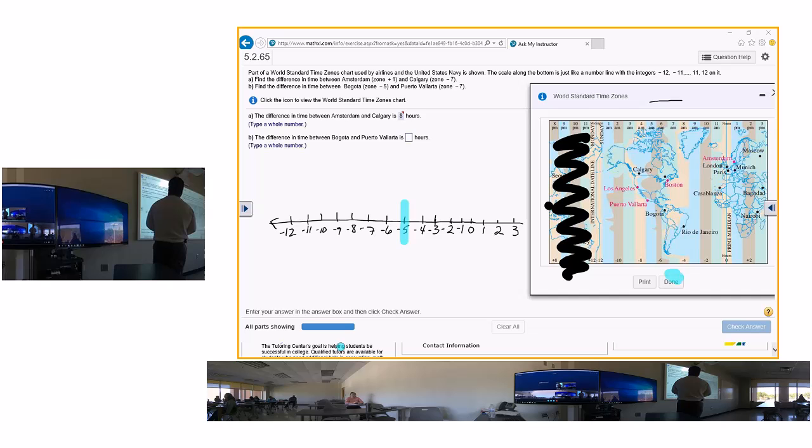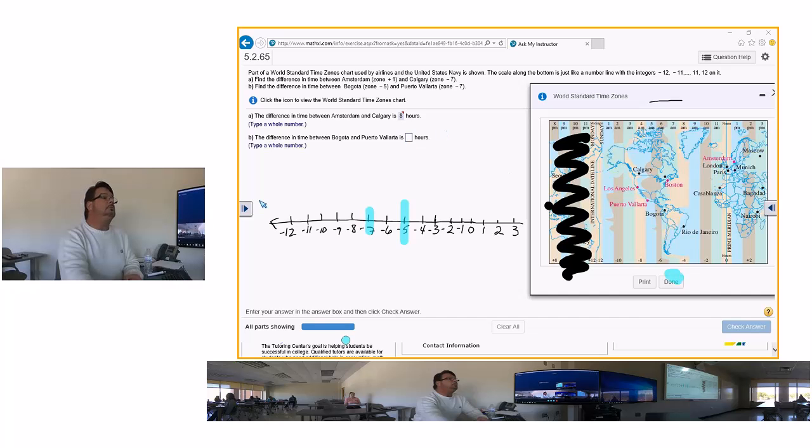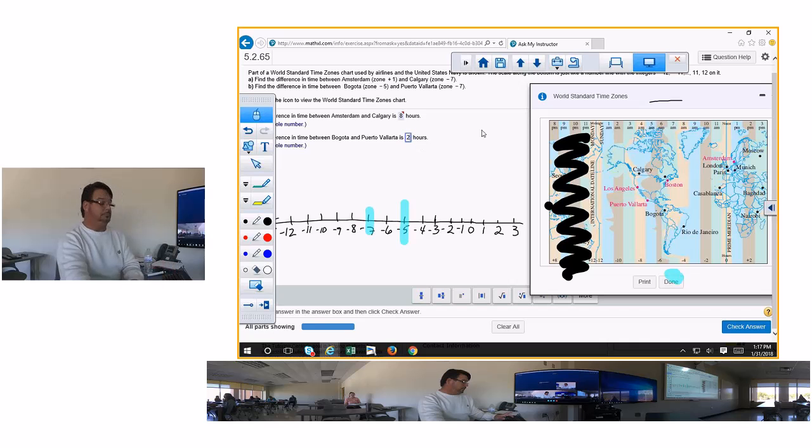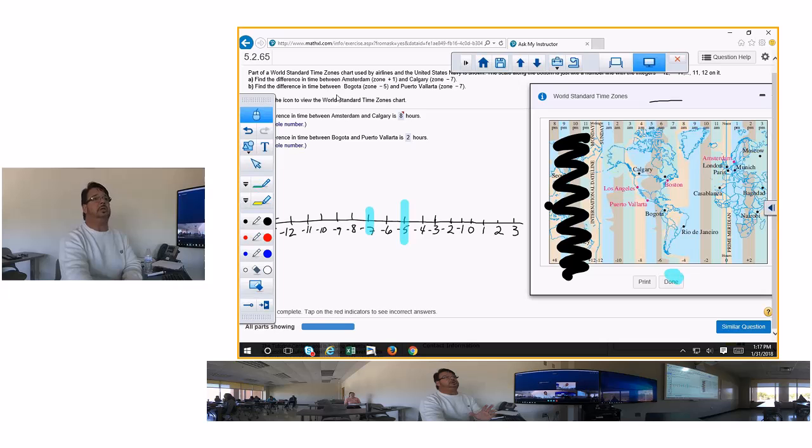And Puerto Vallarta, whatever, is -7 right here. So what's the distance between the two? 2. So it should be 2 hours. Two. There. So don't read the directions and you might get the question right.